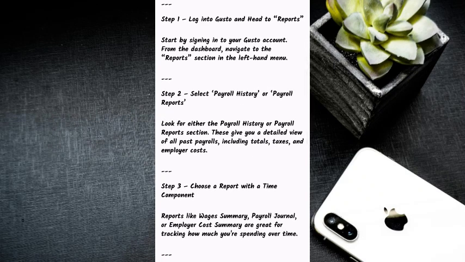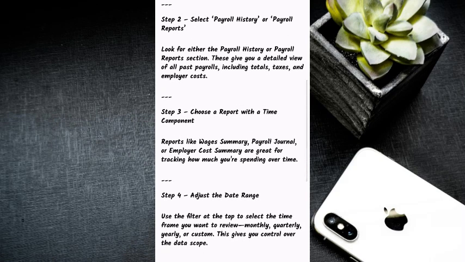Step 3, choose a report with a time component. Now, reports like wages summary, payroll journals, or employer cost summaries are great for tracking how much that you're spending over time.